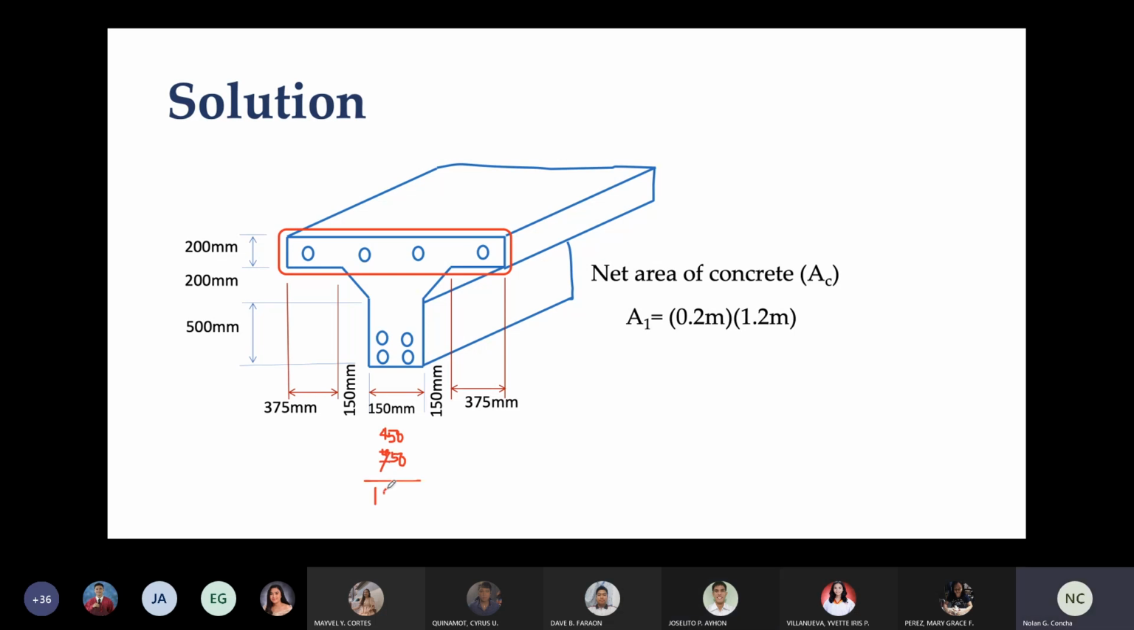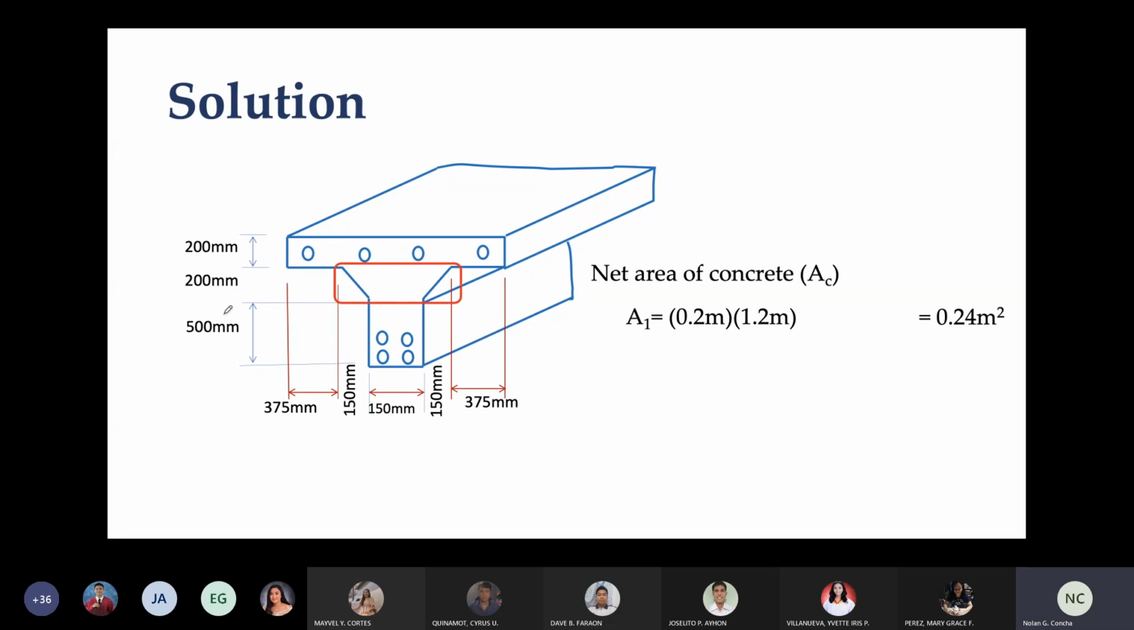So this is 1,200. The total length, it's 1,200. So it's 1,200 times 200, that is 0.2 times 1.2. And for the given unit weight, that's the total area pala muna. So area muna ang kukunin natin.